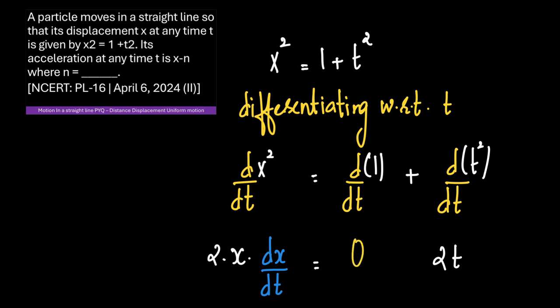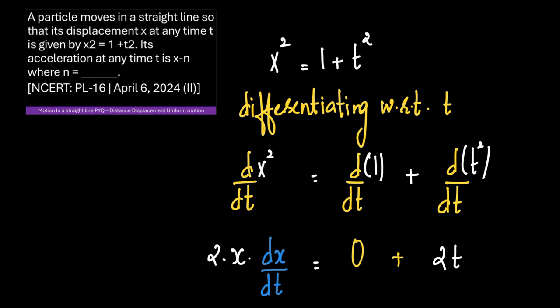Of 1, we know this is 0, right? For t square, it is 2t. And for d by dt of x square, it is d by dx of x square into dx by dt. And what is d by dx of x square? It is 2x. So we have 2x.